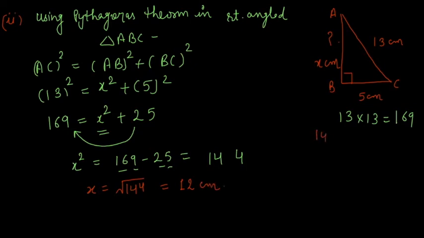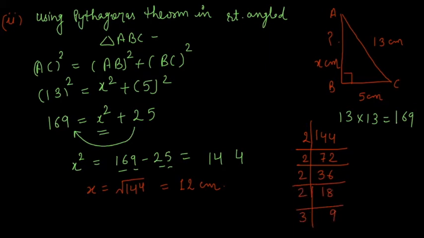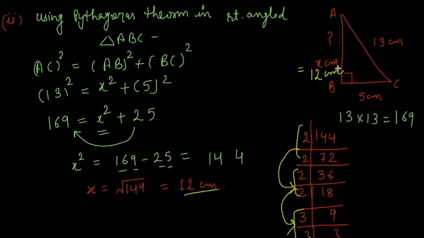So if you want to do it using prime factorization also, you can do: 2 7s are 14, 2 2s are 4, 2 3s are 6, 12, 2 1s are 2, then 2 8s are 16, 2 9s are 18, then 3 3s are 9 and 3 1s are 3. So we will again start making the groupings. So you are getting a perfect pair of 2, then again a perfect pair of 2 and then a pair of 3. So 2 2s are 4 and then 4 3s are 12. So I get the square root of 144 as 12 centimeters. It means this unknown side, the perpendicular x, is 12 centimeters. So to solve this question number 7, I have made use of the Pythagoras theorem.